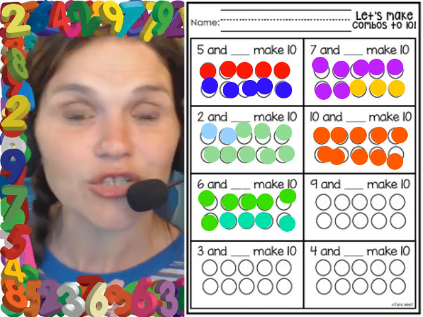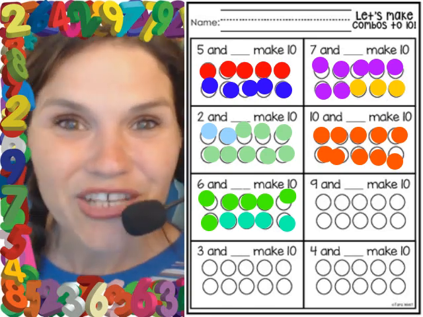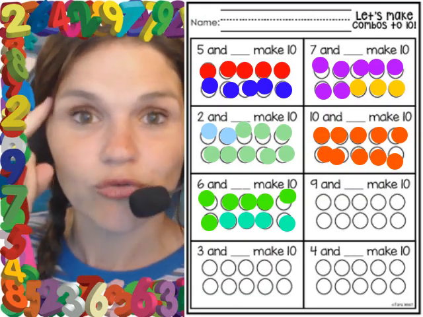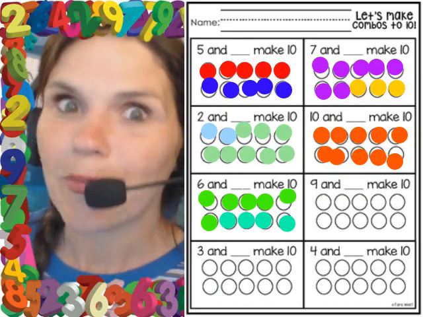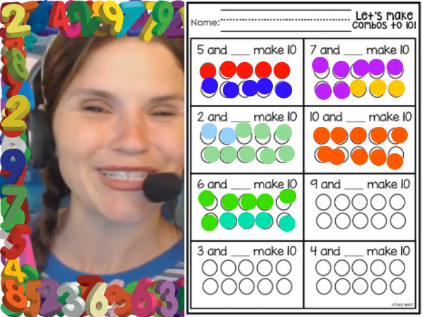So you can practice using your fingers, you can practice using counters, you can sing a fun song, but the faster and easier it is for you to remember how to make 10, it'll make it much easier when you do bigger math problems as well, when you're doing addition and subtraction.